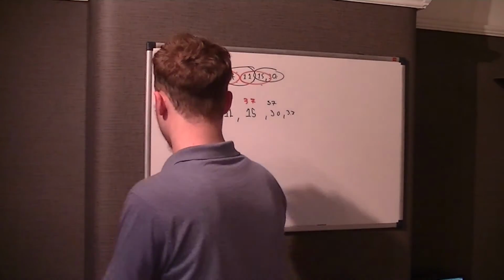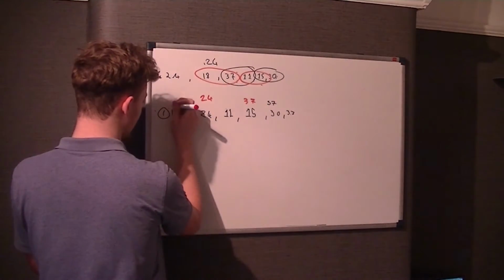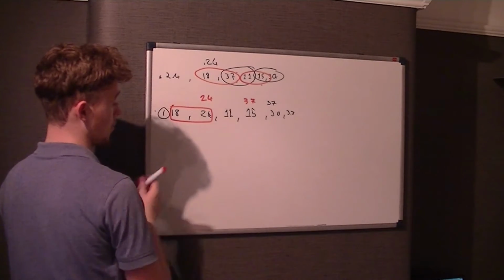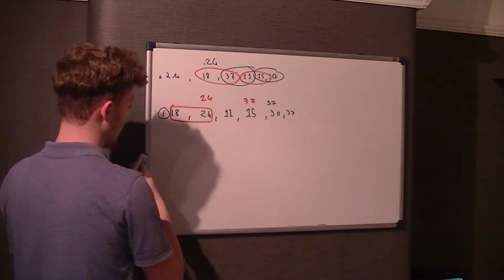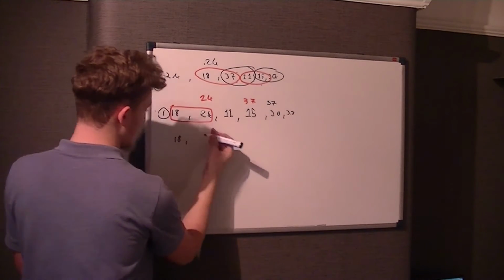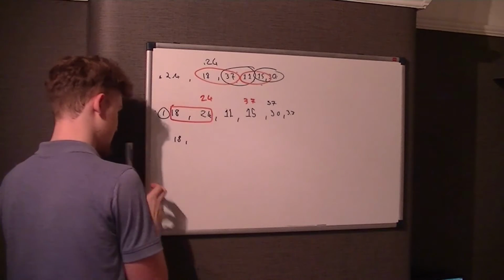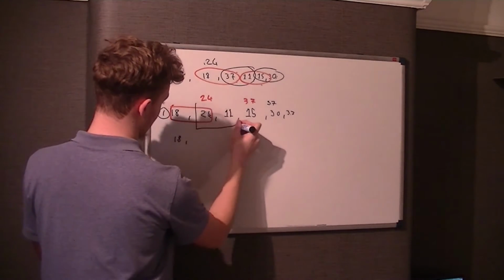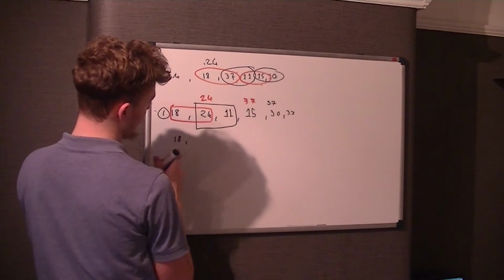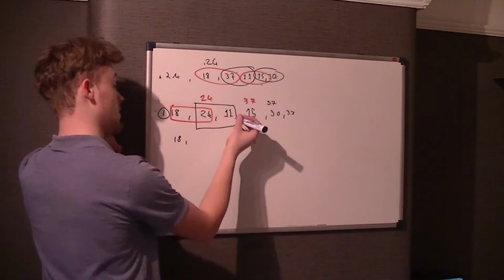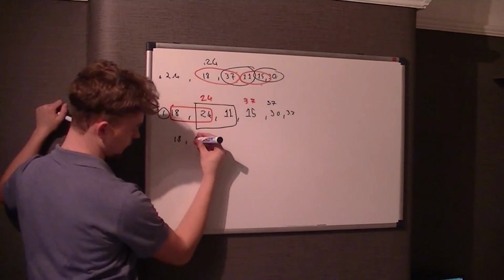Okay, so we're comparing 18 and 24. Okay, so which is bigger? Well, clearly 24. Okay, so 18 and 24 don't change. Oh, 18 and 20, well, 18 doesn't change, sorry. And then we need to compare 24 and 11. Okay, so which is bigger out of them two? Well, 11, sorry, 24. So we move 11 over here.